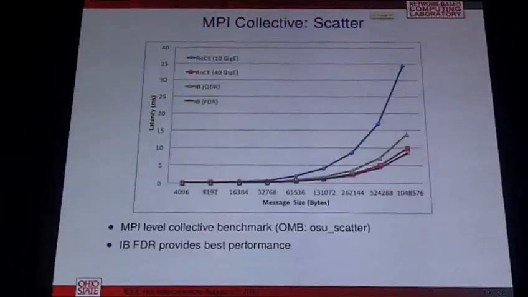Looking at the collective, using the graph present here, it's a scatter result for large messages using OSU scatter. We can still see here that IBFDR is providing the best performance, followed by RoCE 14GigE and IBQDR.